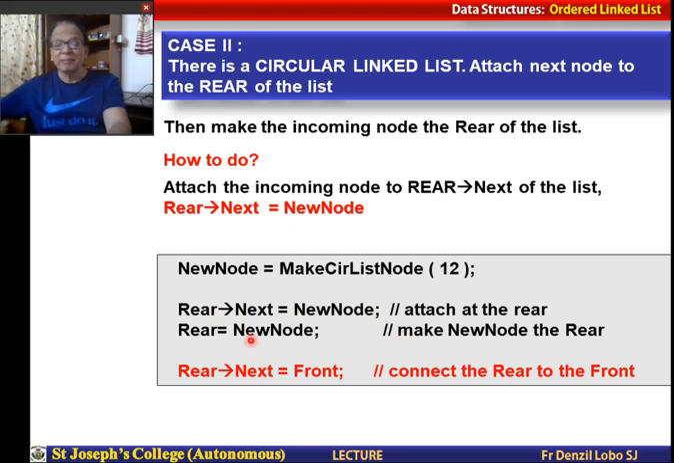Then I put the address of the new node in rear, making it the rear of the list, and then I will show you in the program. And then you link the rear to the front. How do you link? You put the address of the front in rear next. That means rear next is linked to the front. This way the link is made and you get the circular linked list.